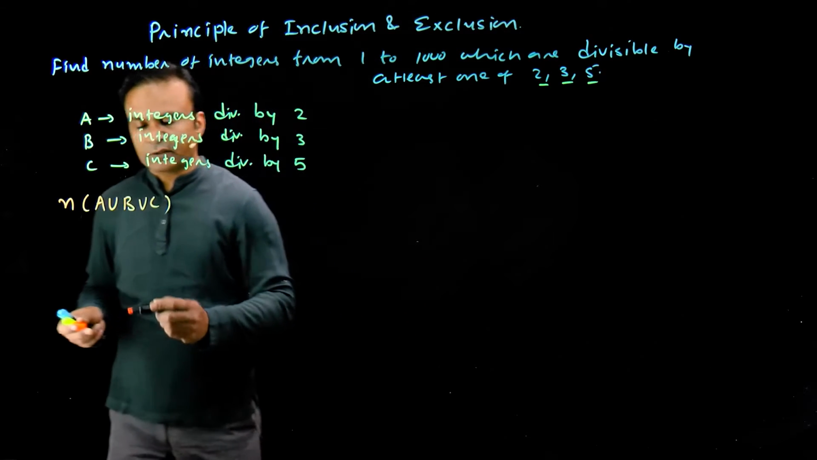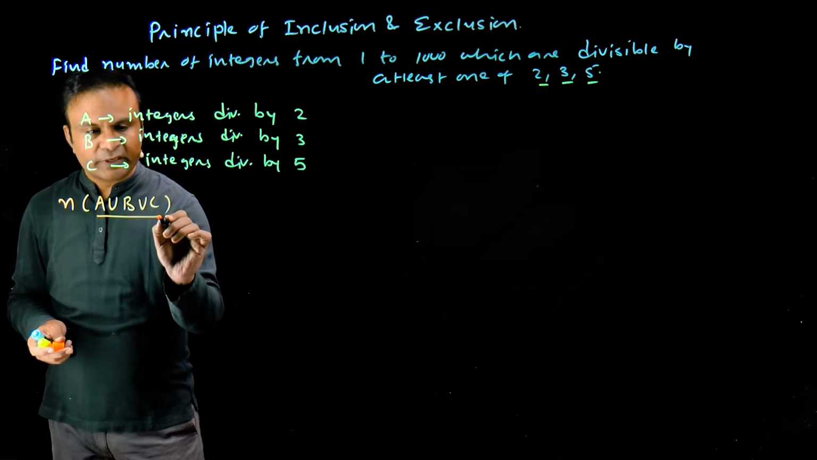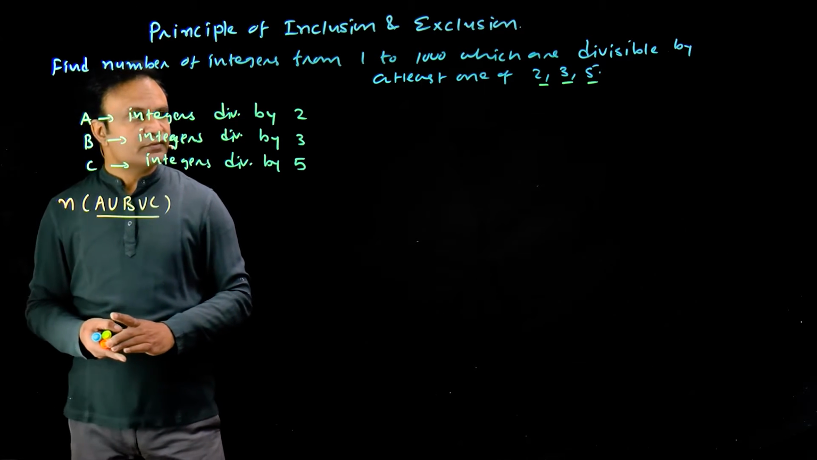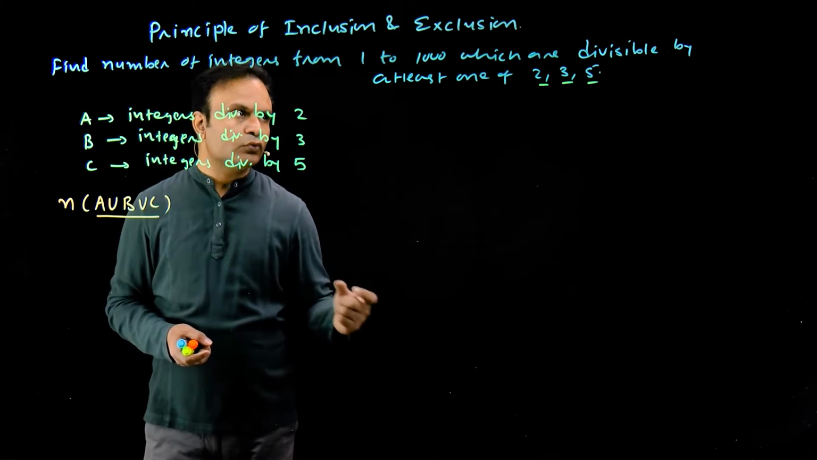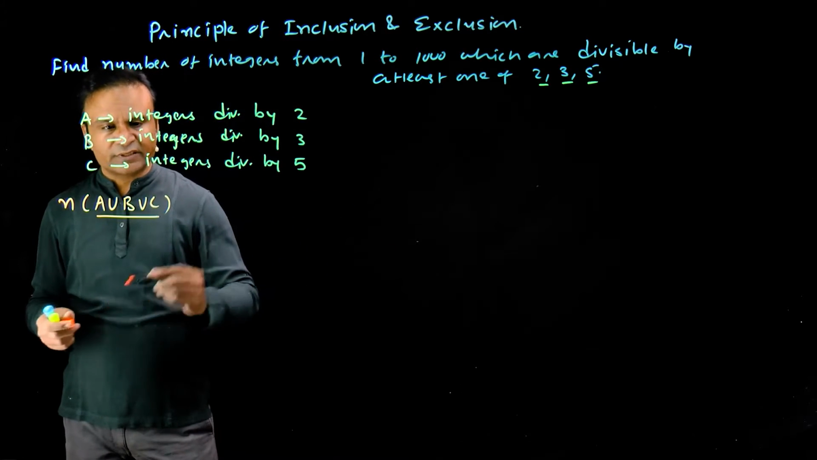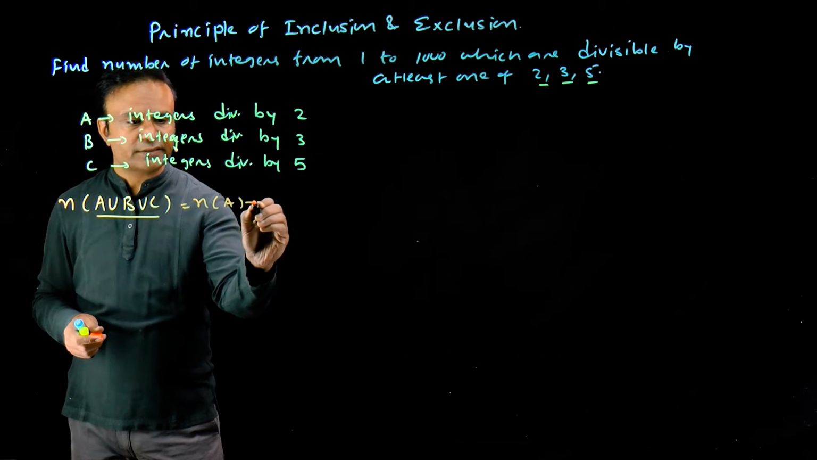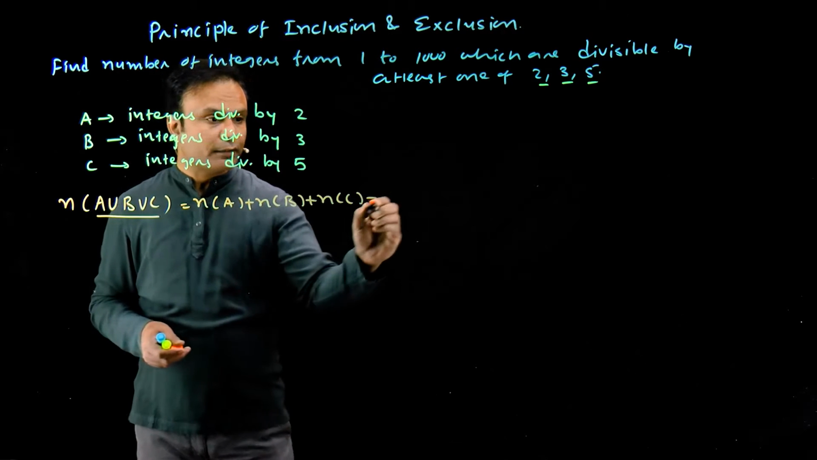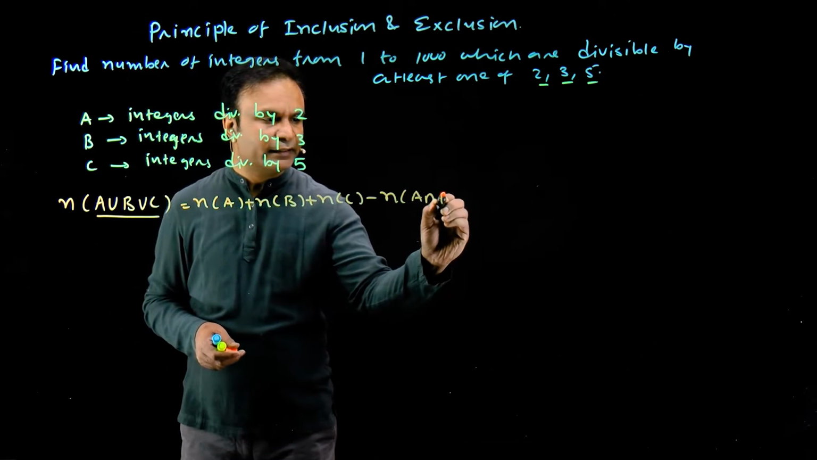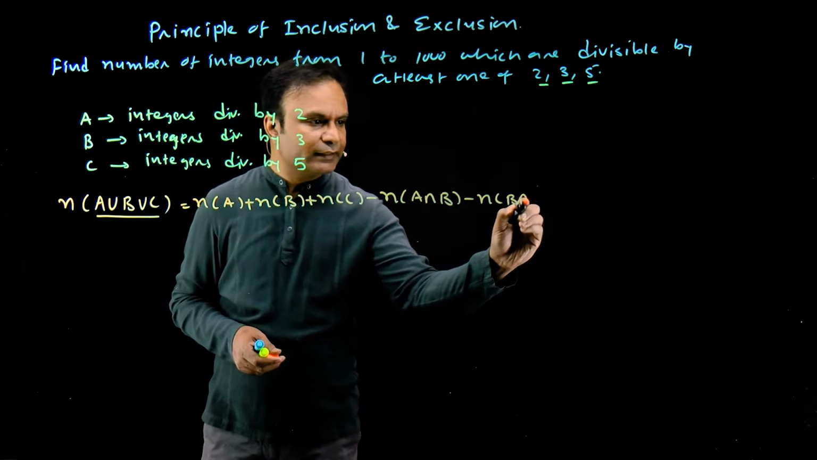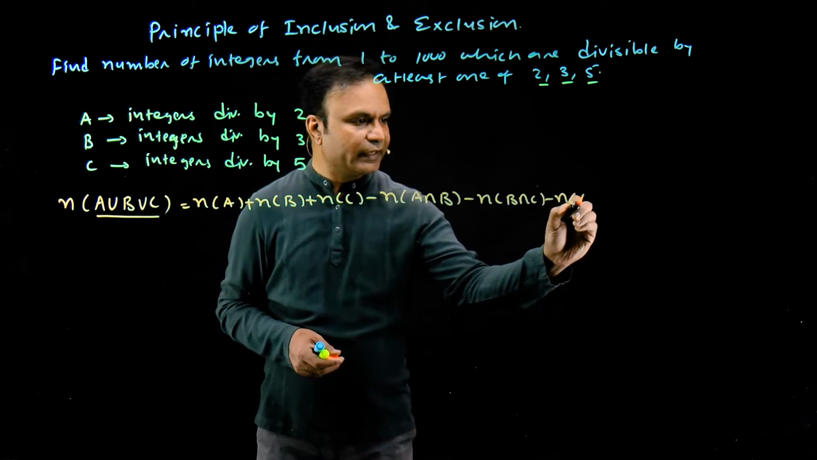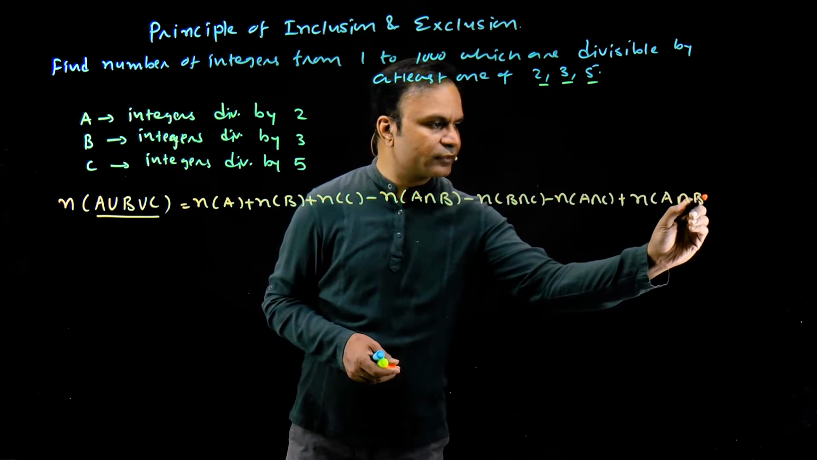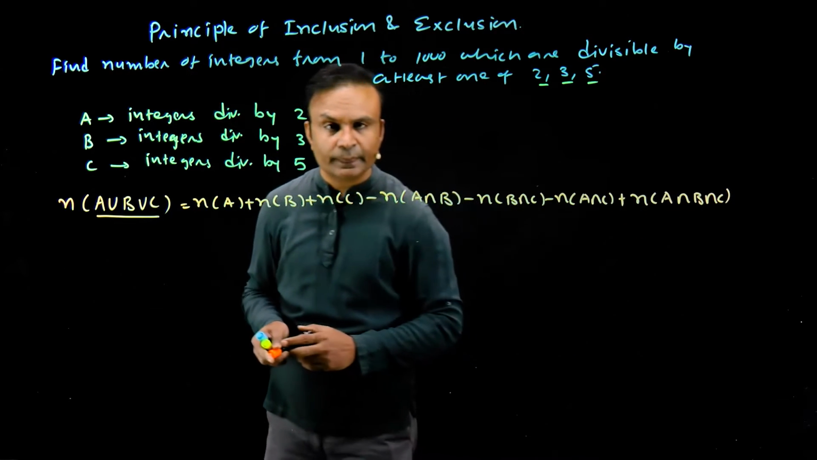The meaning of this A union B union C is we are looking for those elements which are divisible by at least one of 2, 3 and 5. Now this is equal to number of elements in A plus number of elements in B plus number of elements in C minus number of elements in A intersection B, then B intersection C, and then A intersection C, and finally we have addition of A intersection B intersection C set elements.